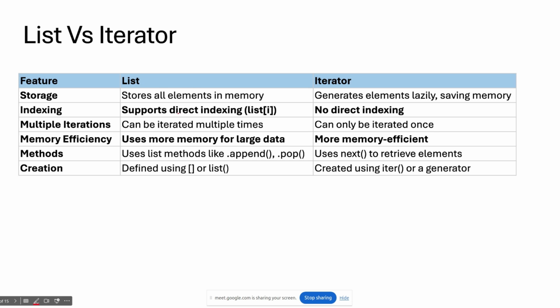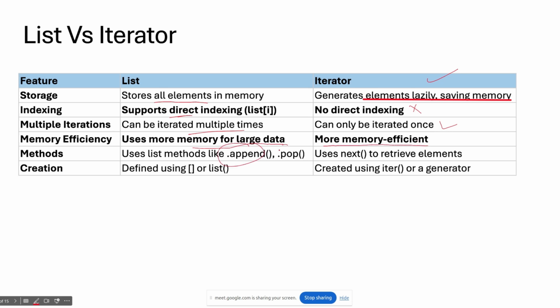So you know in a list you can do direct indexing, but here you can't. A list stores all elements. An iterator stores only the current element, and it can easily call the next item. So it generates elements easily. So it will save memory. So wherever you want to speed up things, save memory, use an iterator. No direct indexing. A list can be iterated multiple times, but an iterator will only iterate one time. A list uses more memory for a large dataset, an iterator is more memory efficient for a large dataset.